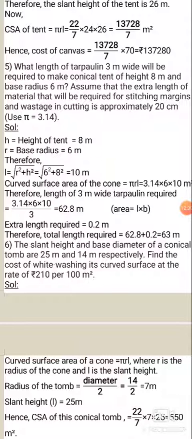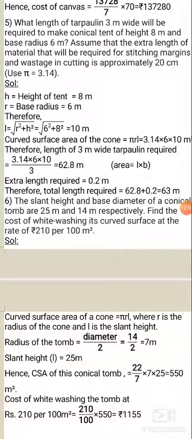Now CSA is equal to pi into R into L. 7 and 7 are cancelled. 22 into 25 is equal to 550. Now CSA is 550. We need to find out the cost for whitewashing. Rupees 210 per 100 meter square is this. So total cost is equal to 550 into 210 by 100. Per 100 meter square is there. So 210 by 100. Now 0 0 cancelled. Then 21 into 55. At last what we get? Rupees 1155. Clear, students? Okay, thank you.